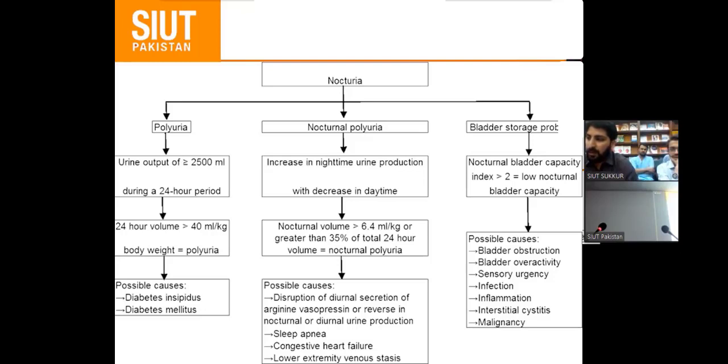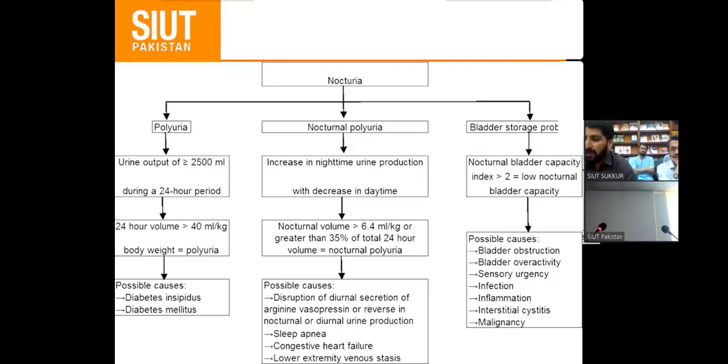The term nocturnal polyuria is an increase in nighttime urine production with a decrease in daytime production. Nocturnal volume is greater than 6.4 ml per kg, or greater than 35% of the total 24-hour volume. The possible causes are disruption of diurnal secretion of arginine vasopressin, sleep apnea, congestive heart failure, and lower extremity venous stasis. In sleep apnea, basically, the soft tissues in the upper respiratory tract relax.